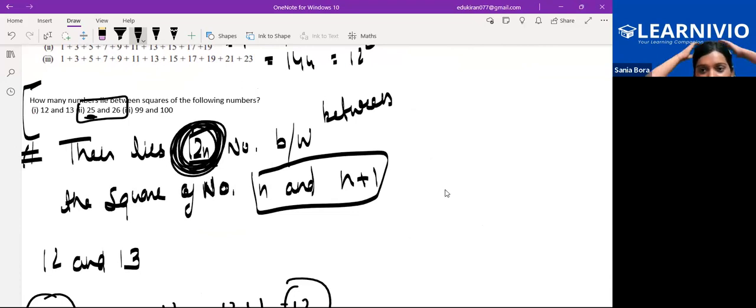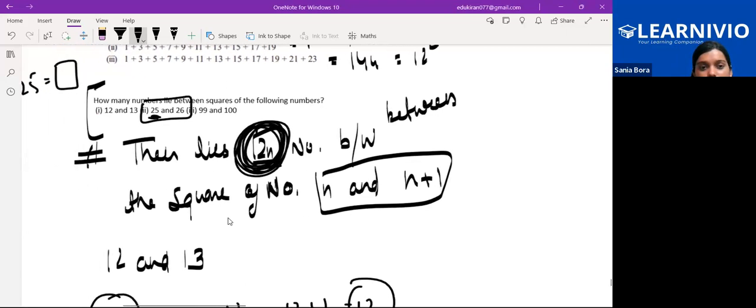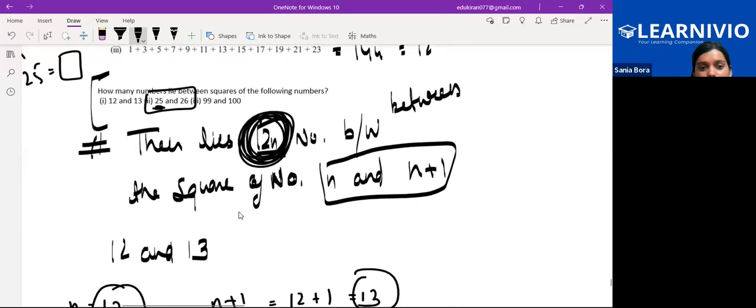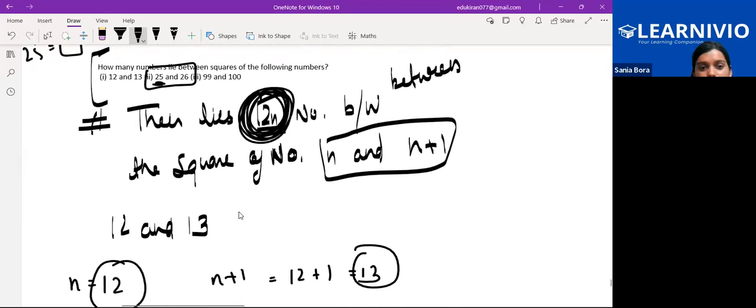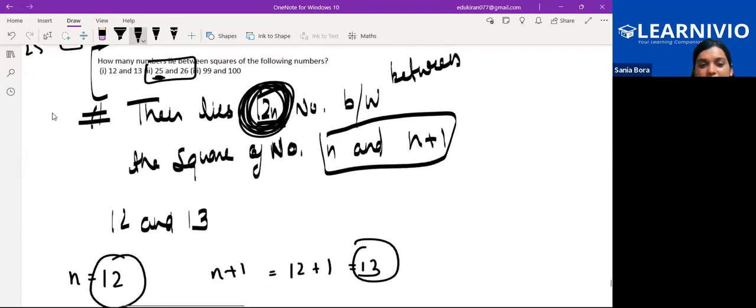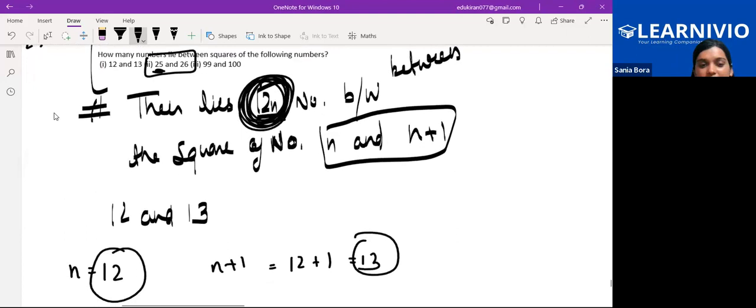Clear? So this is the statement that you have to learn: if they are numbers one after another, like 12, 13, 14, 15, 16, 17, then 2n numbers lie between their squares. You will write down the first part, then you will do the second and third.